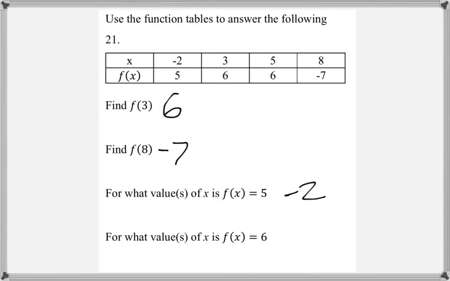And then it says for what values of x is f of x equal to 6. So both here and here. So if you plug in 3 and 5, 3 and 5 both work. If you plug in those, then it equals 6.